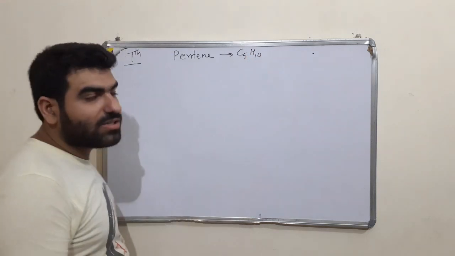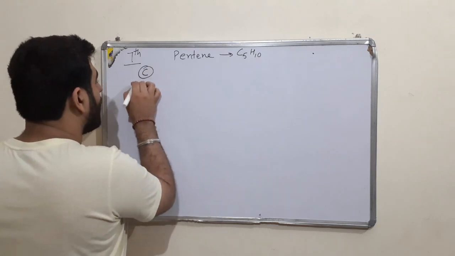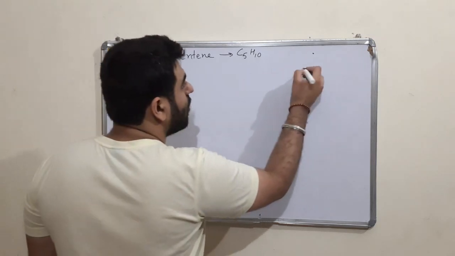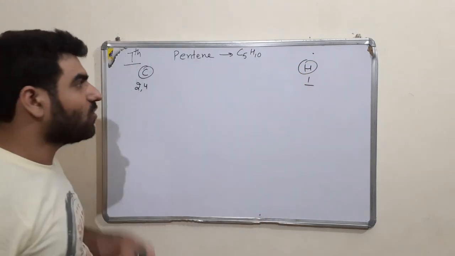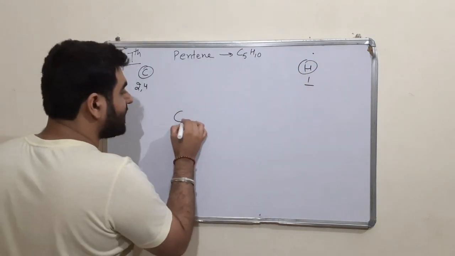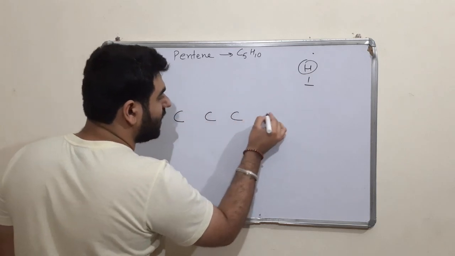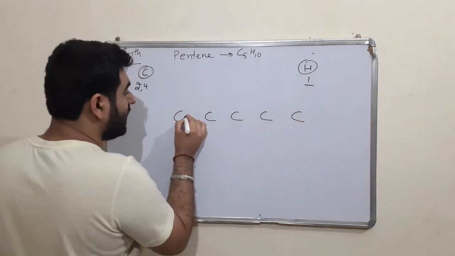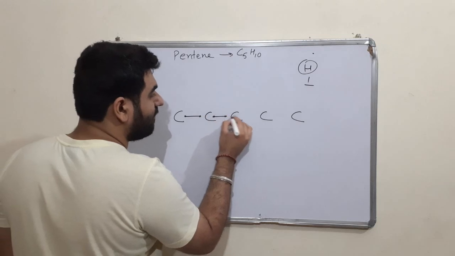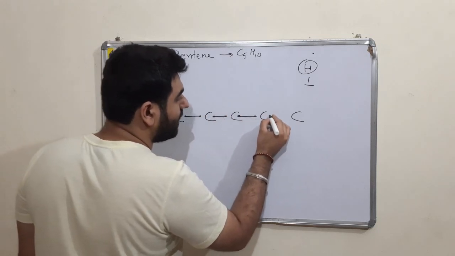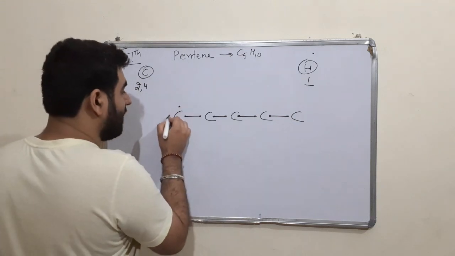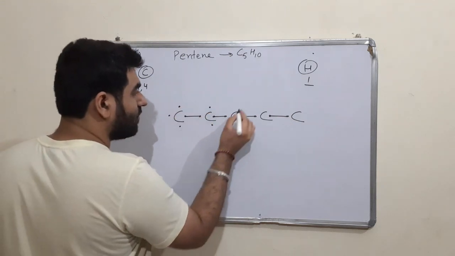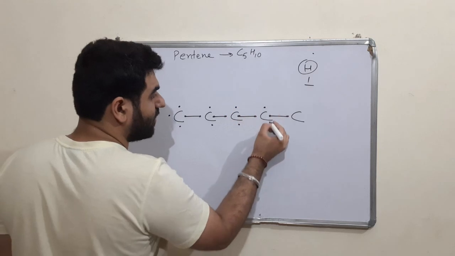Again, both are non-metals, so covalent bond formation. For carbon it is 2, 4. For hydrogen it is 1. So 2, 4 here and 1 is over there. 5 carbon self-linking property, 1, 2, 3, 4 and 5. So 1 electron will be in the self-linking property of carbon like this. Now how many electrons are left? 1 around each corner. Alright, 1 around each corner.